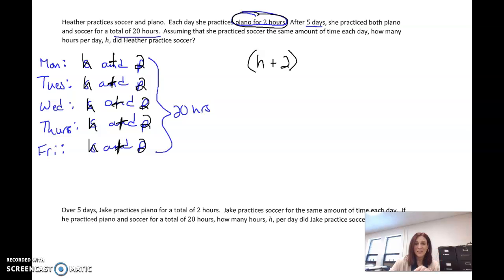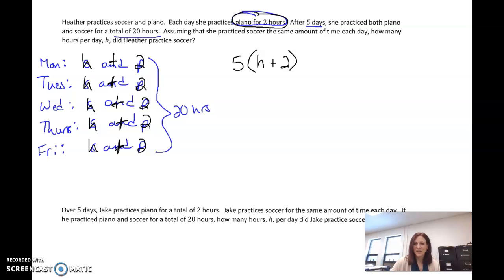So I need to put parentheses around there because I don't write this part down, but I don't just want to do this. Because what is this telling me? This is telling me that if this is hours for soccer, right? She practiced soccer 5 days, however many hours. So we multiply those two. But then we'd just be adding 2 hours for piano. That's not true. We'd add 2 hours for piano 5 times.